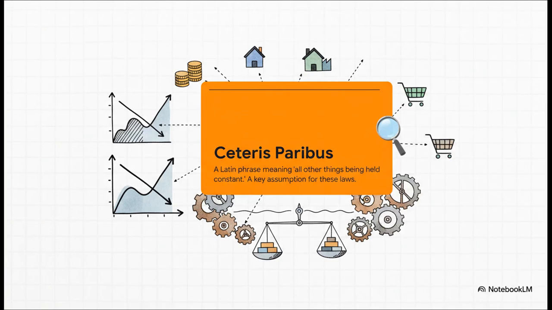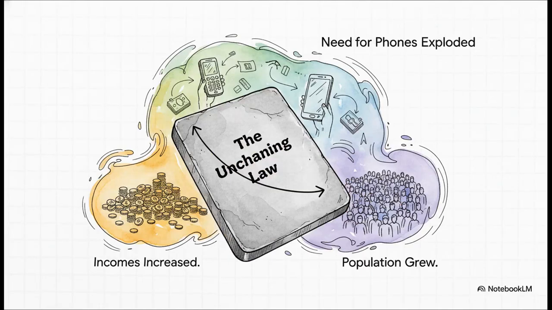Well, the answer isn't that the law is wrong. Not at all. It's that the law comes with some really critical fine print. It's a Latin phrase, ceteris paribus, and it basically means all other things being held constant. And let's be real. In the real world, are other things ever held constant? Almost never. So you see, the law itself wasn't broken. What happened was that the entire game changed around it.